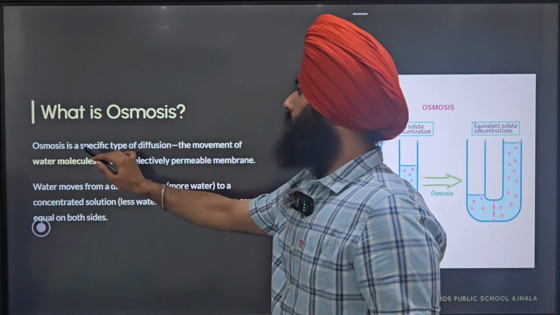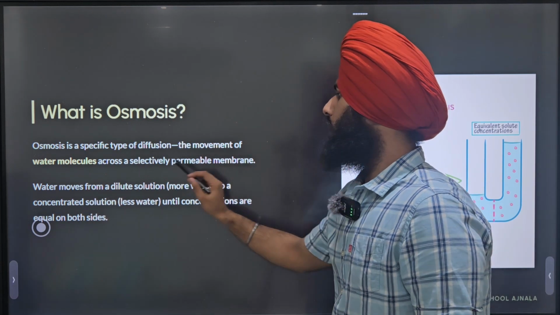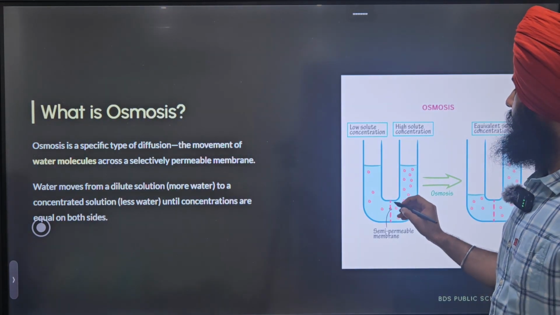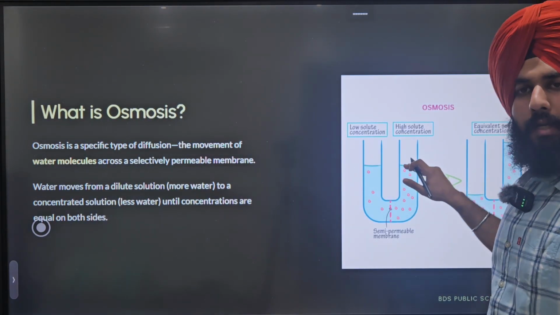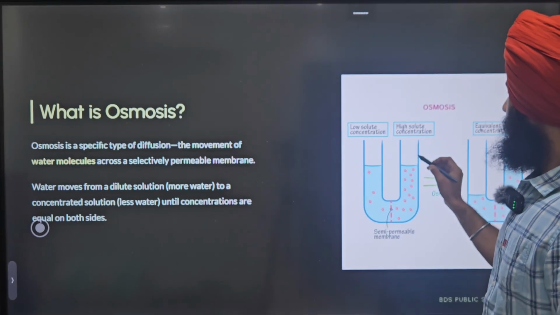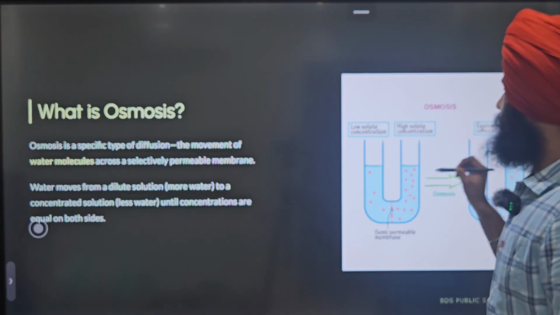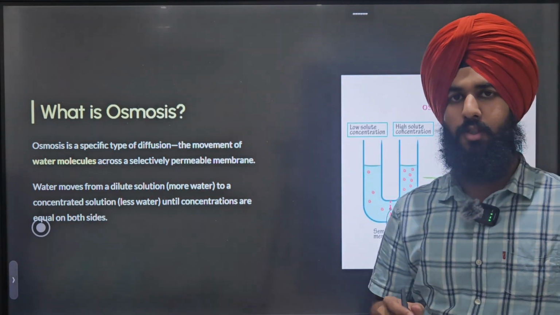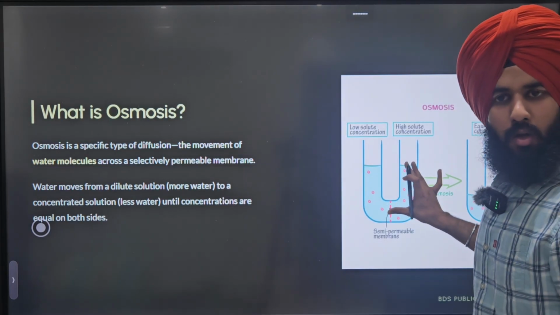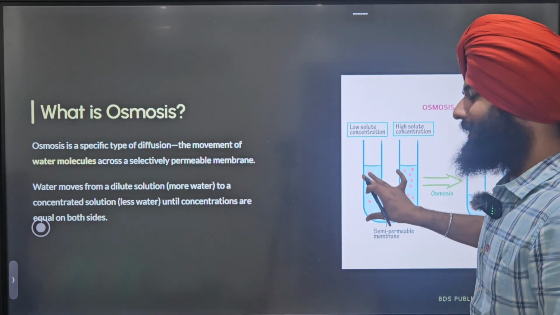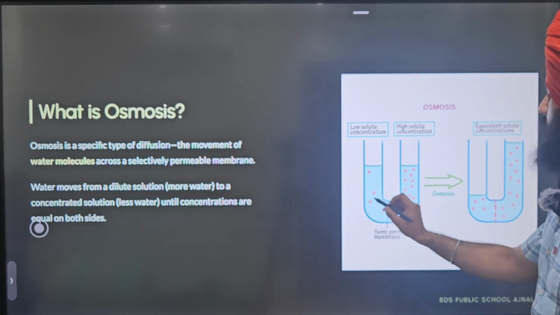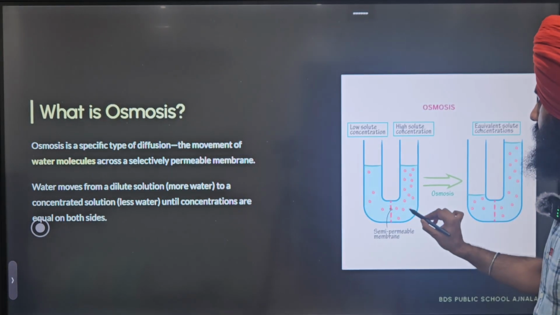Osmosis is a specific type of diffusion, the movement of water molecules across a selectively permeable membrane. So what we do over here is we have a container, we add a selectively permeable membrane in the middle, and on one side we add a higher concentration of solute, on the other side a lower concentration of the solute. Because of this, this side has a lower concentration of water, while this side has a higher concentration of water, and because of this the water will start going across the membrane.